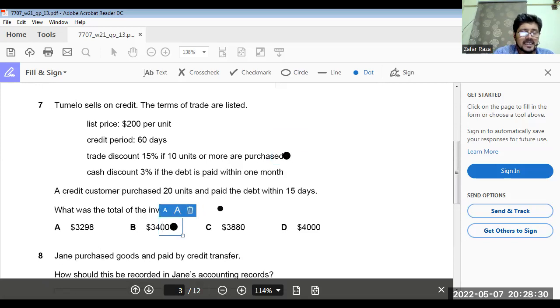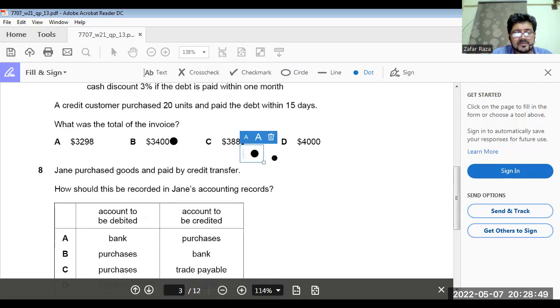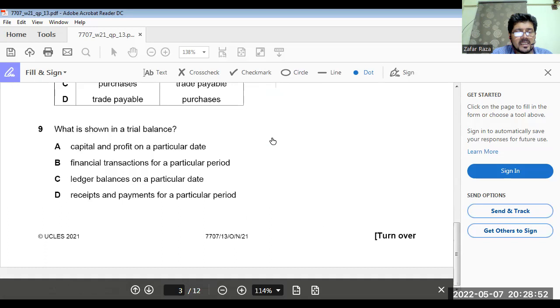Again, see, 200 multiplied by 20 is 4,000. Take 85%, since 15% is off for the trade discount. So that would be 3,400. So B option is the answer. Getting my point clear? Okay.